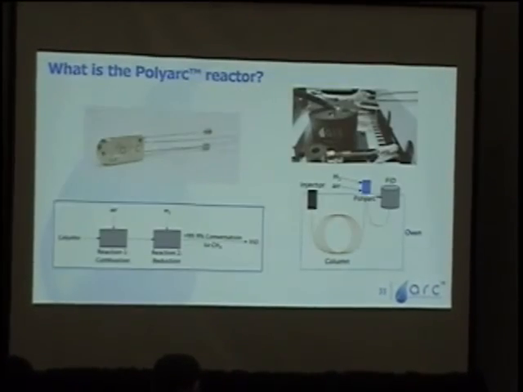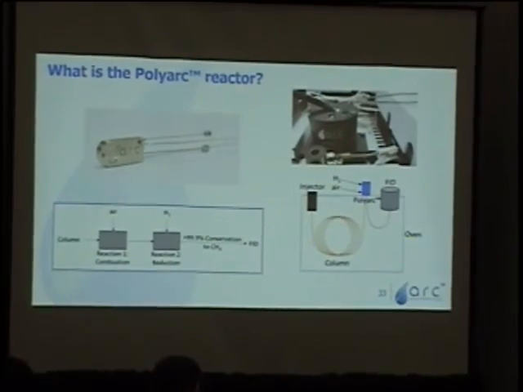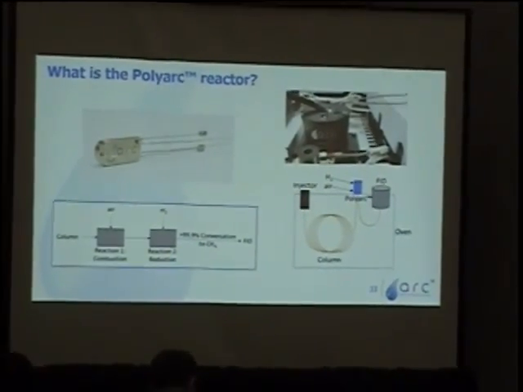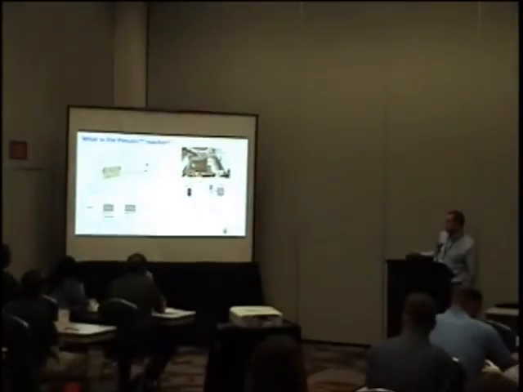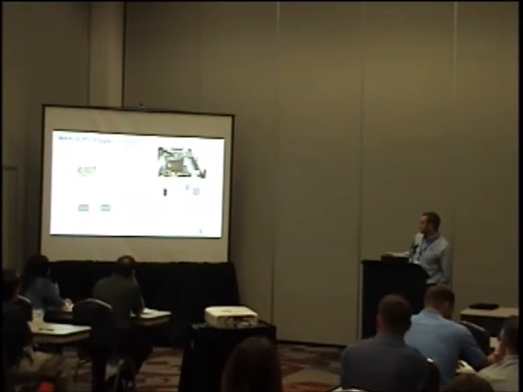And sorry, that was a picture of an enclosure for an Agilent GC. It does work with other GCs as well, but this would fit right in one of the detector spots, right on the position between the oven and the top of the GC.